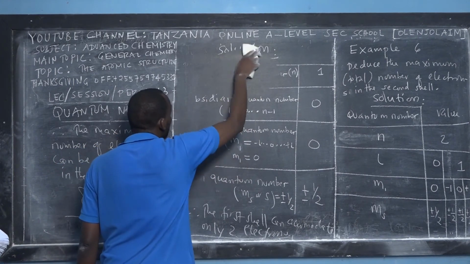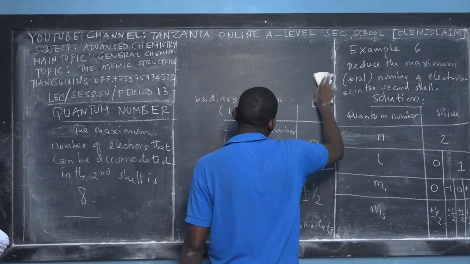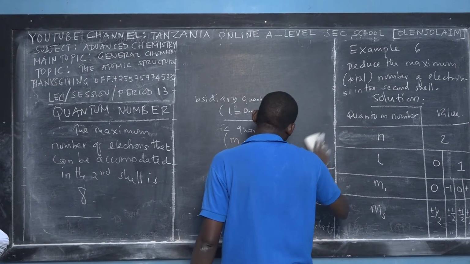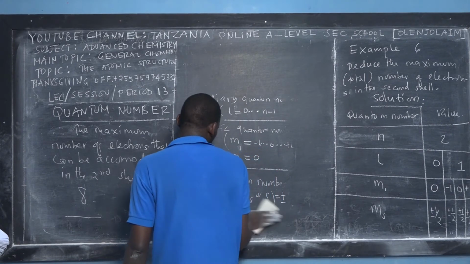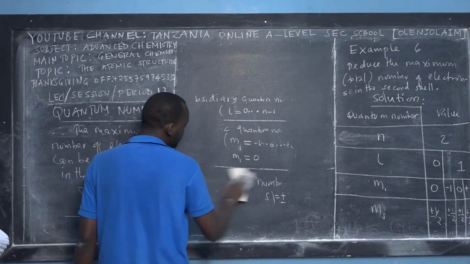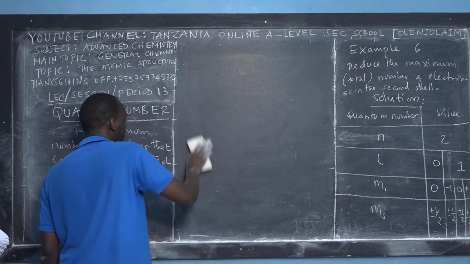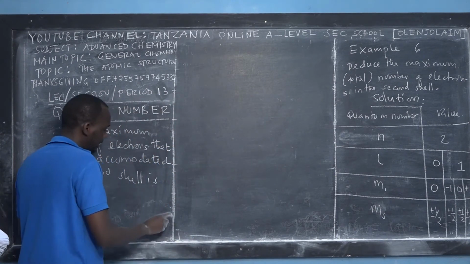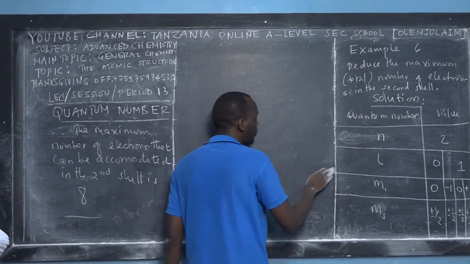Why is it 8 electrons? Because I told you that the spin quantum number will take the positive or negative a half value in a particular orbital. Positive a half indicates that the orientation is clockwise, and negative a half indicates that the orientation is anti-clockwise or downward.